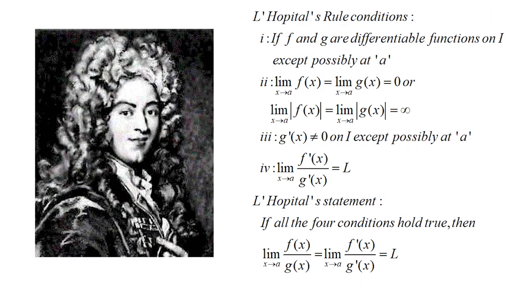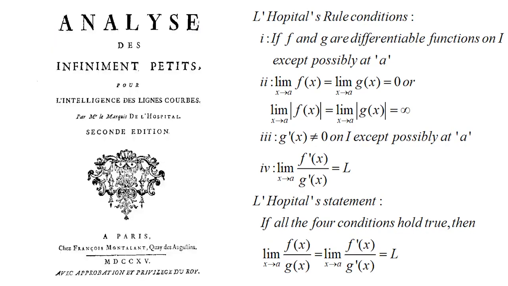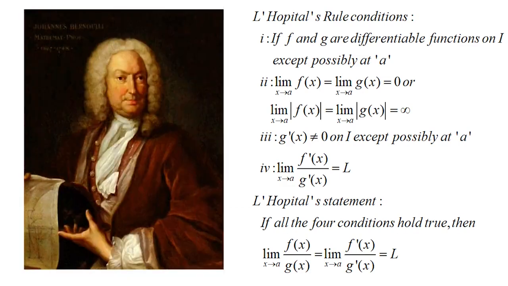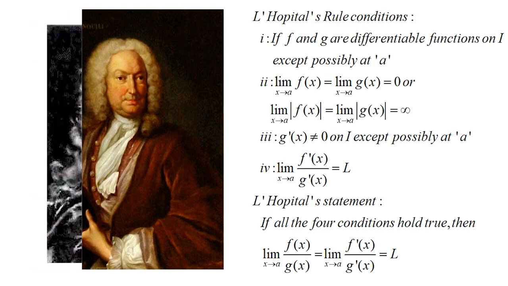The rule was first published by the French mathematician Guillaume de l'Hôpital in 1696 in a book whose title can be roughly translated to English as Analysis of the Infinitely Small for the Understanding of Curved Lines. Now, this book is considered to be the very first book on differential calculus. It is somewhat controversially believed that the rule, which goes by the name of L'Hopital, was introduced to him in 1694 by his teacher Johann Bernoulli.